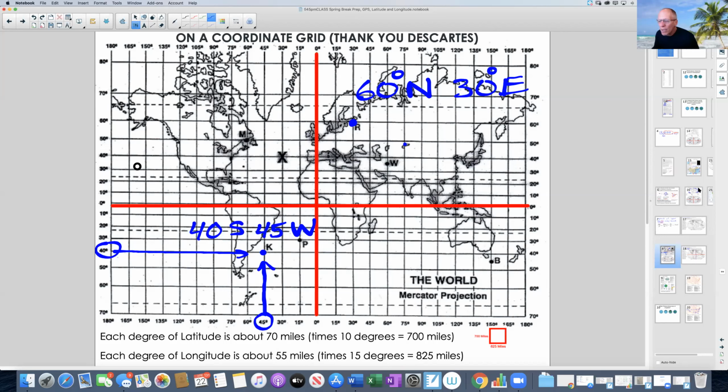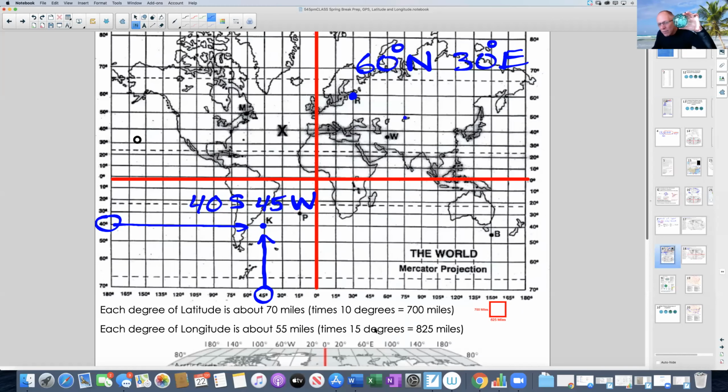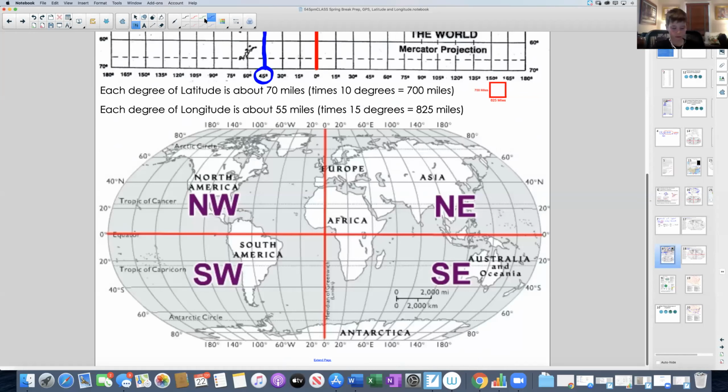Now, I want to show you something, guys. When I think of this, I'm always thinking of the Earth as a sphere, because it is not flat. And as you can see, these lines are actually curved. Everybody take a little journey with me here.